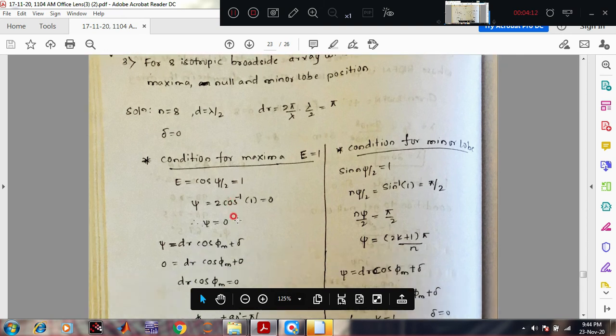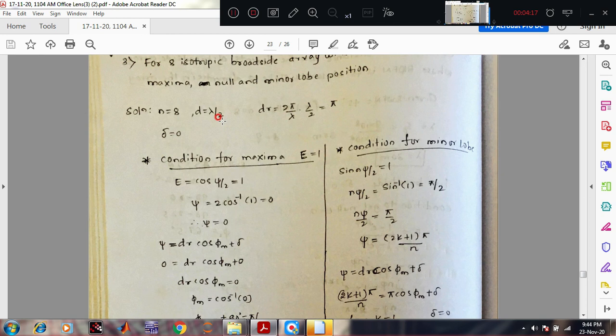Now see here, the given data is n equal to 8, d equal to lambda by 2, and delta equal to 0. So dr is 2 pi by lambda into lambda by 2, which is equal to pi. The condition for maxima is that E is equal to 1. So equate E to 1, cos psi by 2 is equal to 1. Therefore psi is equal to 2 cos inverse of 1, which is 0. Psi is equal to 0.